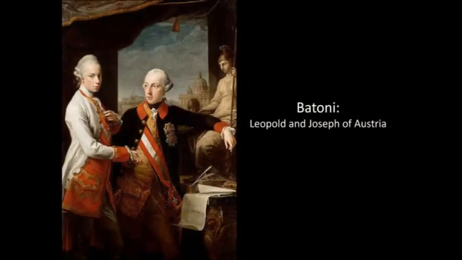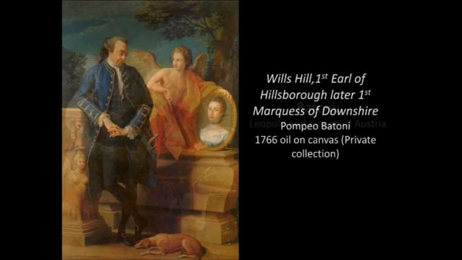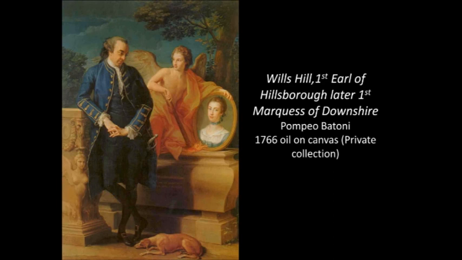All right, Battoni also did a couple of great portraits here of the kings, Leopold and Joseph of Austria. You've got Minerva here looking a bit downcast because things weren't going to go too well at the changeover of power. An interesting one too here, where he's trying to represent Wills Hill, Earl of Hillsborough, later Marquess of Downshire. His poor wife died while he was on the grand tour. So to commemorate her, he actually has a painting of her here on a sarcophagus, the dog is lying down, I suppose representing mourning.